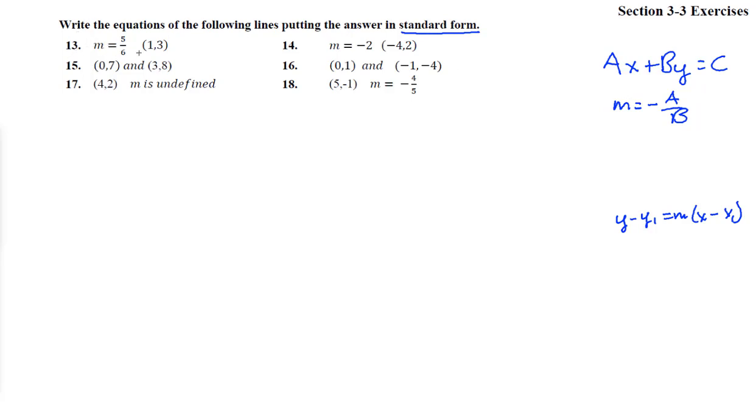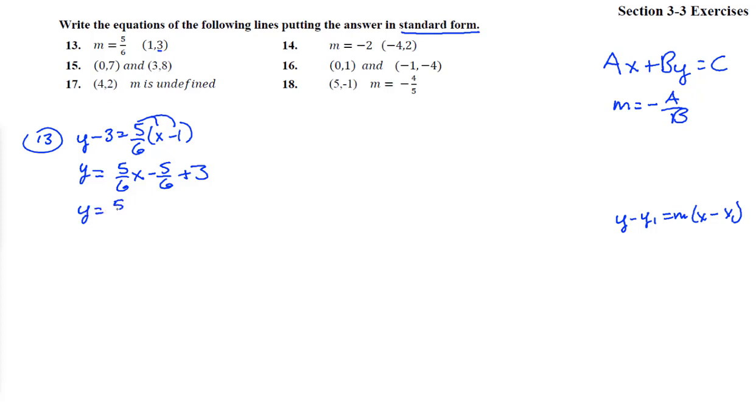So number 13, m is 5/6 and it goes through the point (1, 3). If we were to do this in point slope form, we would do y minus y1, which is 3, equals m, 5/6, times x minus 1. Go ahead and distribute that and we get y equals 5/6 x minus 5/6 plus 3. Notice I just added that 3 over here after distributing, and we get y equals 5/6 x, and then minus 5/6 plus, this is 18/6, so we get plus 13/6.